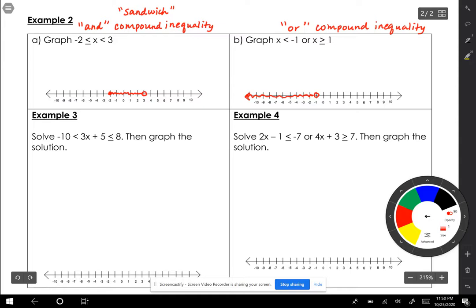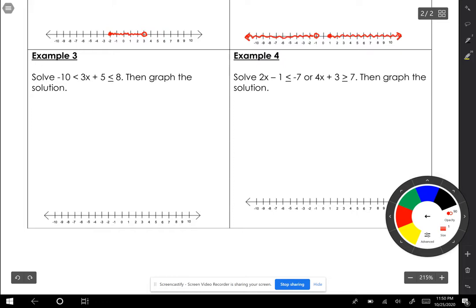And then with greater than or equal to 1, it's a closed circle, and the arrow is pointing to the right. These are examples of rays because they're pointing in opposite directions. So the graphs point in opposite directions, whereas the and is a sandwich. Okay, examples 3 and 4, we're solving a compound inequality, and then we're going to graph. Notice example 3 is an and because there's no word or.